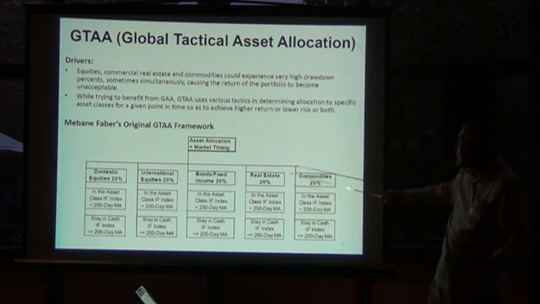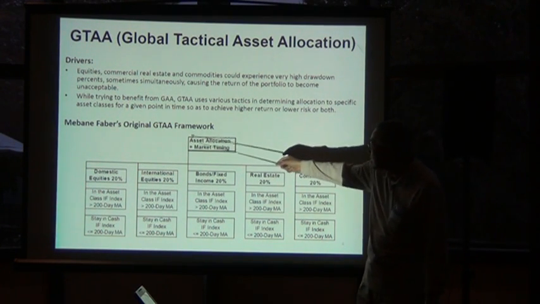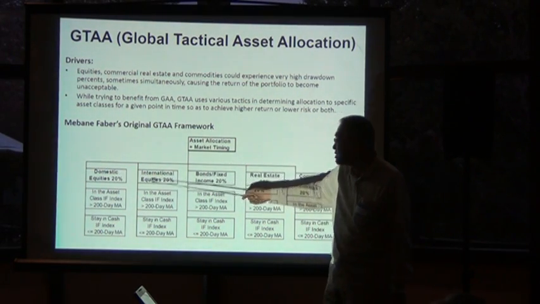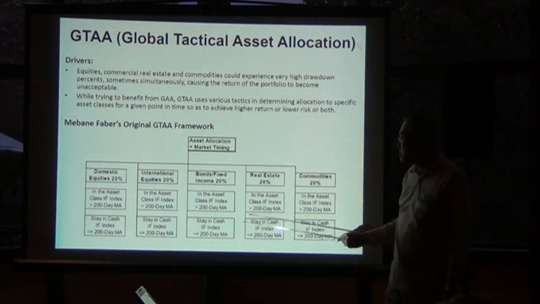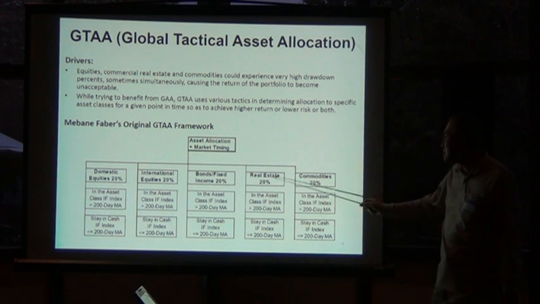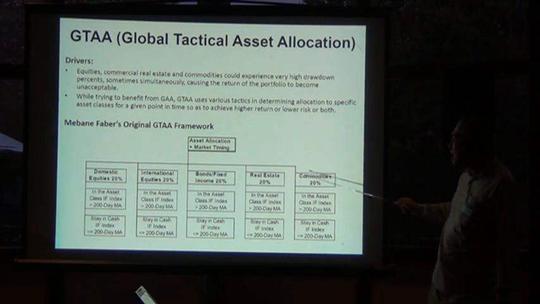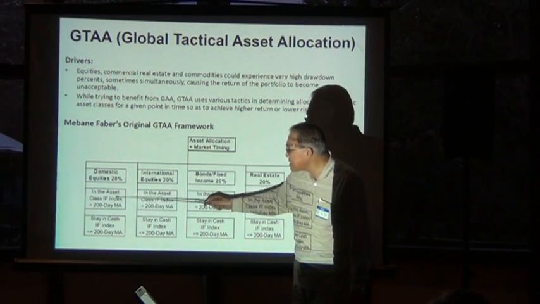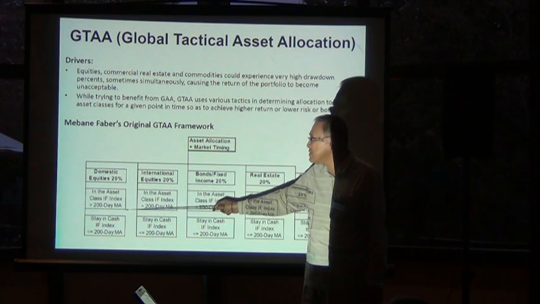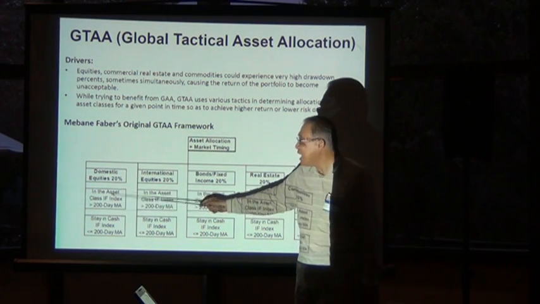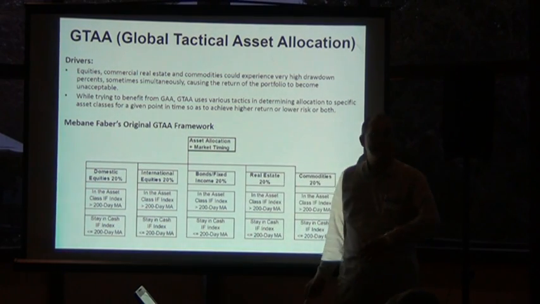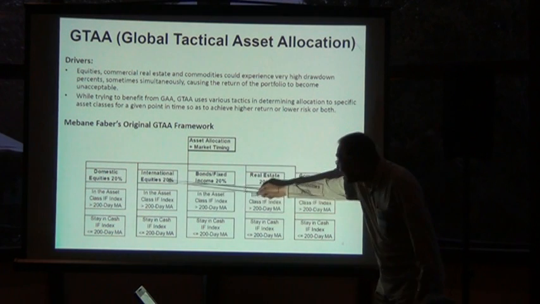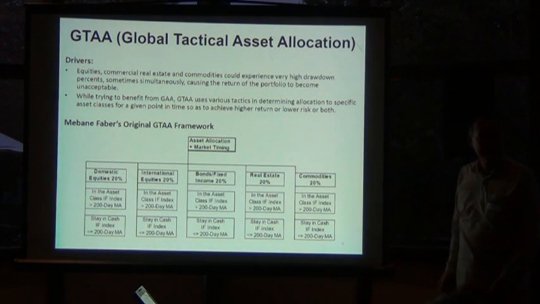So a very simple example would be Mebane Faber's framework. Say, start with 20% domestic equity, 20% international equity, 20% bonds, 20% real estate, 20% commodity, and then superimpose a timing model. If the asset class is above its 200-day moving average, stay in that asset class. Otherwise, stay in cash until the index goes above the 200-day moving average again, and apply the same mechanism.